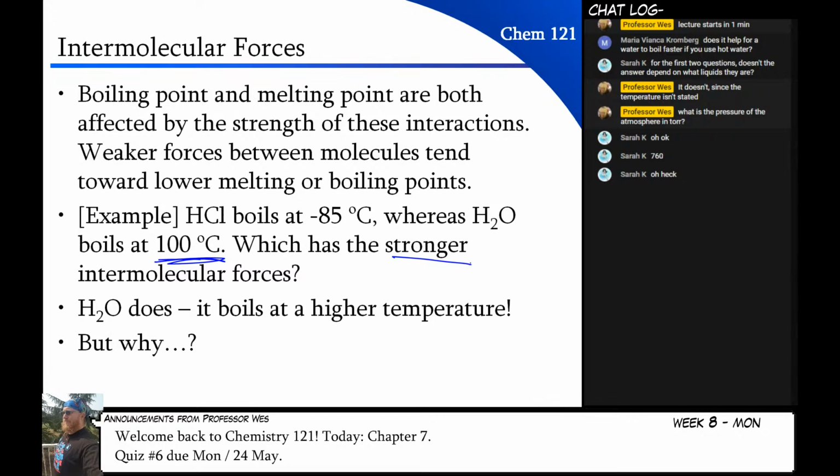Now, why is that? What specific feature of water does this that HCl doesn't? And what other features are there that we can account for so that we can make predictions about things that will boil and their temperatures? And so that's what we're going to be doing right now.